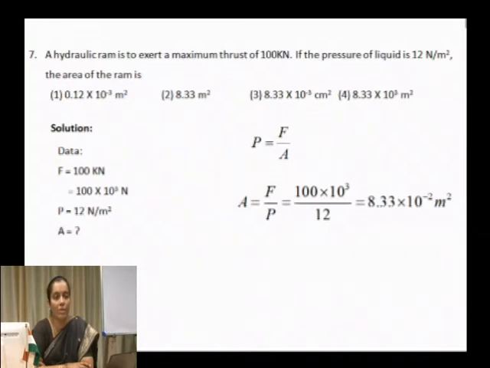So, force F is 100 kilonewton, pressure is 12 Newton per meter square. We know pressure is equal to F by A, force per unit area of cross section, or force per unit surface area. So, A is equal to F by P. Substituting the values, we get the cross sectional area as 8.33 into 10 to the power of minus 2 meters square. So, option 4 is the right answer.